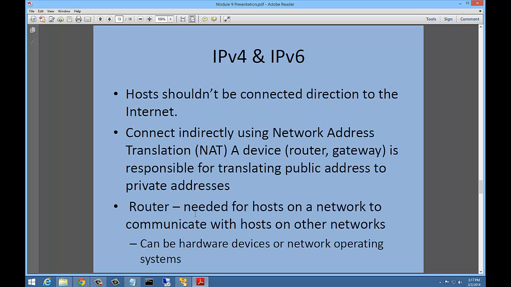Hosts shouldn't be connected directly to the internet. They should connect indirectly using network address translation. A device, such as a router or gateway, is responsible for translating the public to private addresses. So you're going to need a router. Routers are needed for hosts on a network to communicate with hosts on other networks.